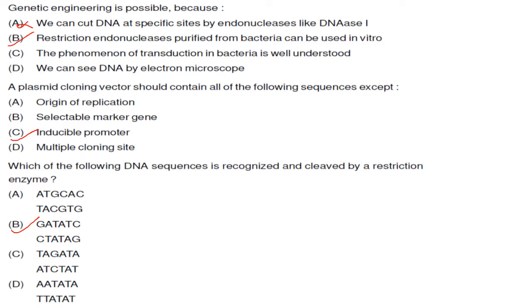Then next one. A plasmid cloning vector should contain all of the following sequences except. So origin of replication, yes, that has to be there. Selectable marker gene, yes, you want to select after you have done your recombination. Multiple cloning site also should be present. But inducible promoter, that is not necessary for plasmid cloning vector. Inducible promoter is the characteristic feature of operon where its function is to promote protein synthesis. So answer here is option C.